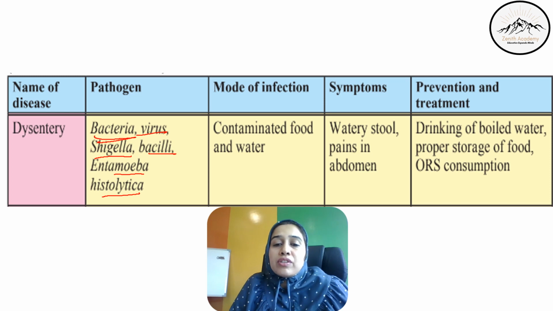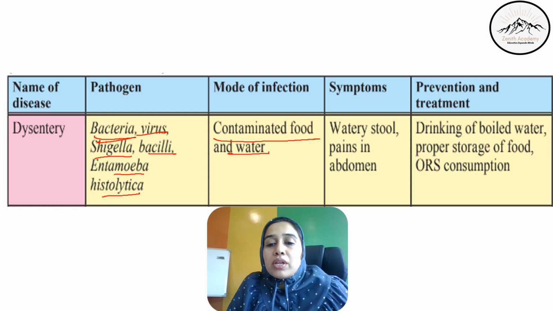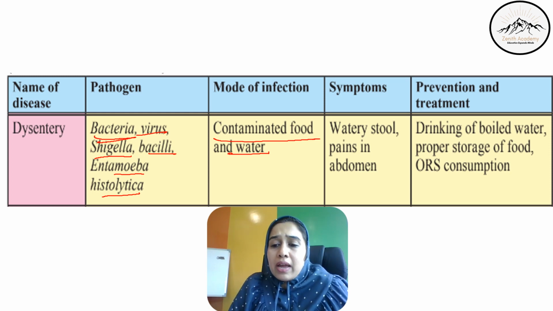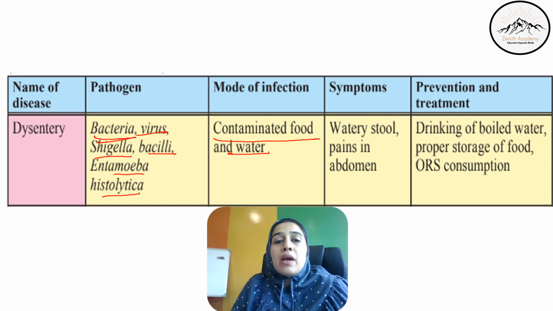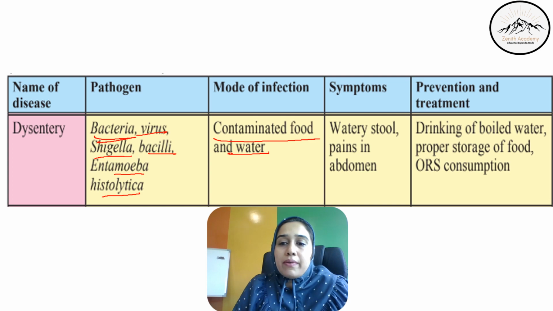Main mode of infection is contaminated food and water. Now symptoms are watery stool, pain in abdomen, heavy stomach pain. Prevention is drinking boiled water, proper storage of food, and ORS consumption. What is ORS? ORS is oral rehydration solution. When you have watery stools or you vomit a lot, the water gets dehydrated from your body. To maintain that water balance in your body and retain all the important minerals and salts, ORS is given.